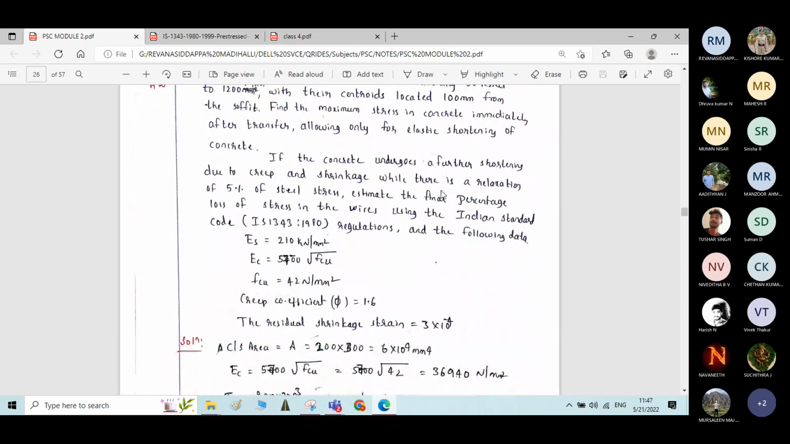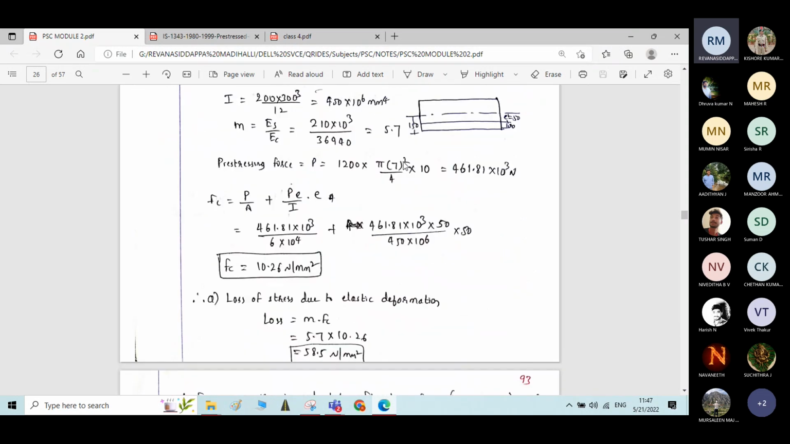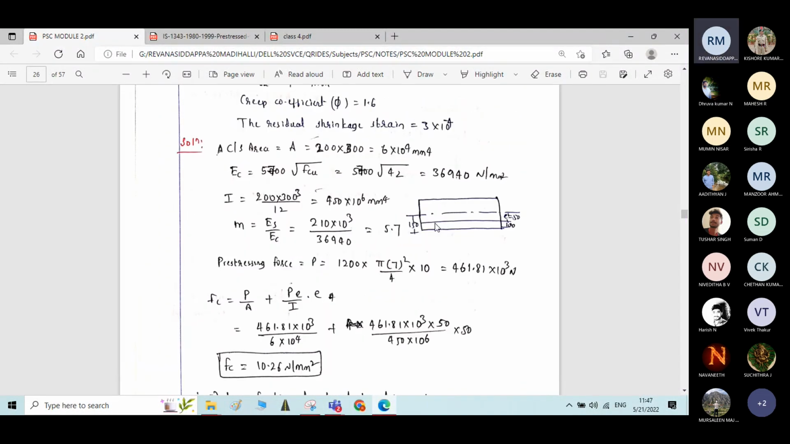Okay, here I have solved already. A pre-tensioned beam 200 mm wide, 300 mm deep is pre-stressed by 10 wires of 7 mm diameter. Okay, there are 10 wires, and each wire is having 7 mm diameter. Initial stress is 1200 Newton per mm square, with their centroids located 100 mm from soffit. Okay, here I have written the figure. The cables are located 100 mm from soffit. Here I mentioned that the center of the cable is located 100 mm from the soffit of the beam.